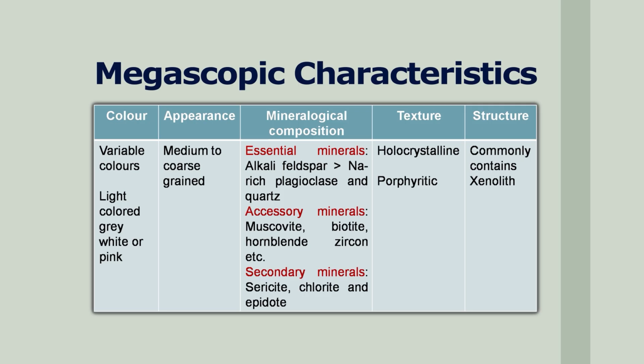Texture wise, the granites are holocrystalline, that is they have well formed grains which are visible with the unaided eye, and they can also show porphyritic texture, where you have a phenocryst which is bigger in size and a groundmass consisting of other minerals like alkali feldspar, sodic plagioclase or quartz, which is usually finer than the phenocryst. Granites are generally known to host xenoliths, and mafic magmatic enclaves are one common example of xenolithic bodies in granites.